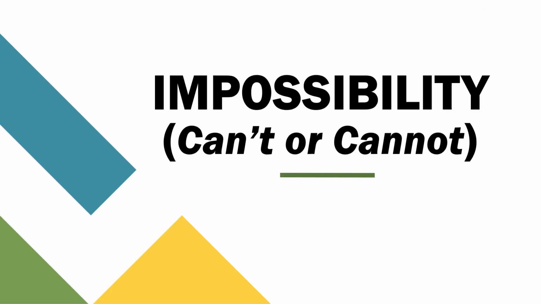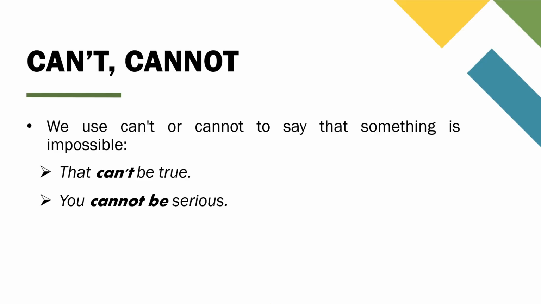We use can or cannot to indicate impossibility. We use can or cannot to say that something is impossible. For example, they can't be true. You cannot be serious.